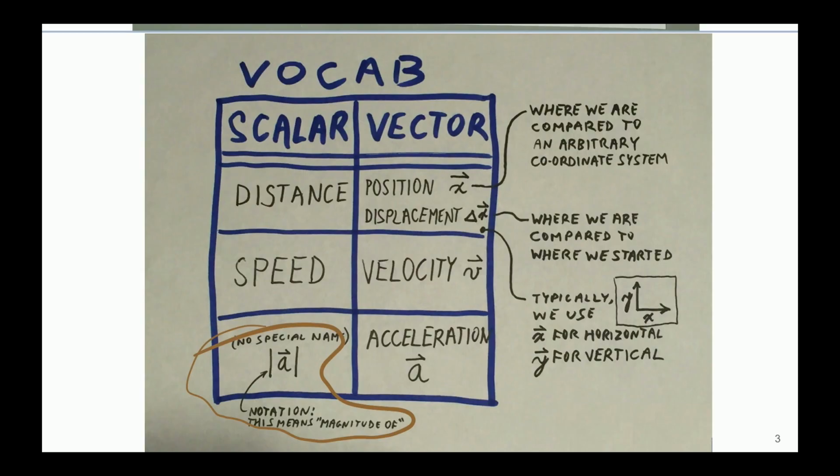Okay, so definition of position and displacement, we understand it has to do with what you're measuring compared to, right? So position is compared to our coordinate system, and displacement is compared to where we started.